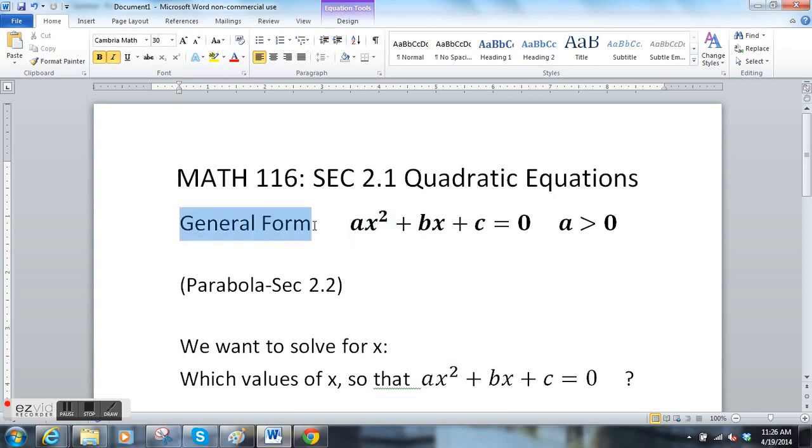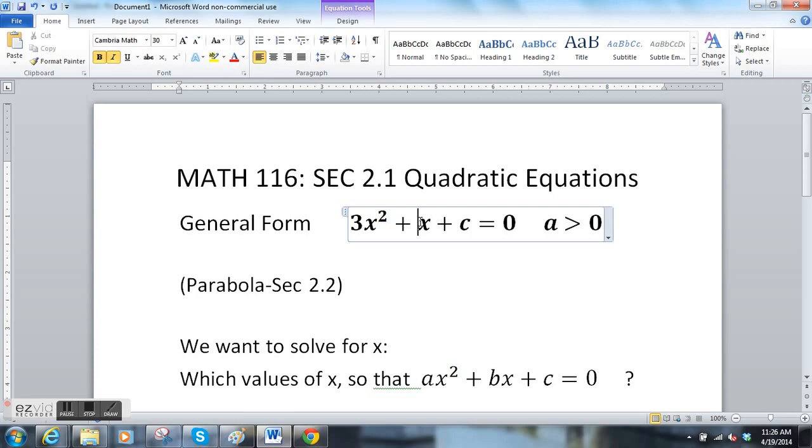So the general form of the quadratic equation looks like this: ax squared plus bx plus c equals 0. And a has to be greater than 0. So this is never going to be ax plus b. It's always going to be something like 3x plus whatever, minus 4x plus 21, something like that.